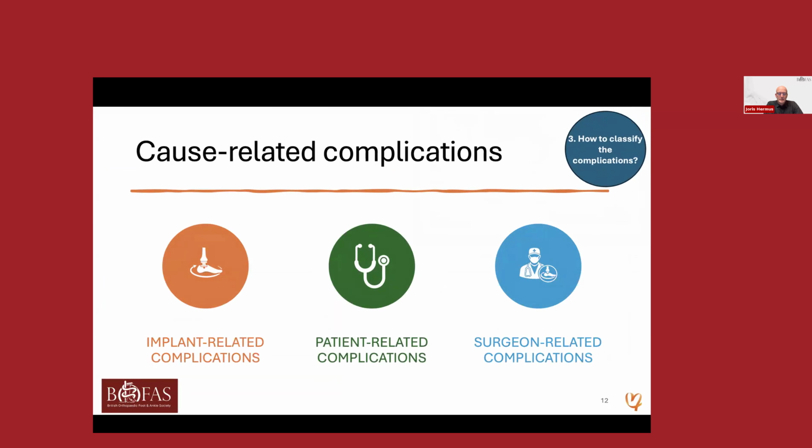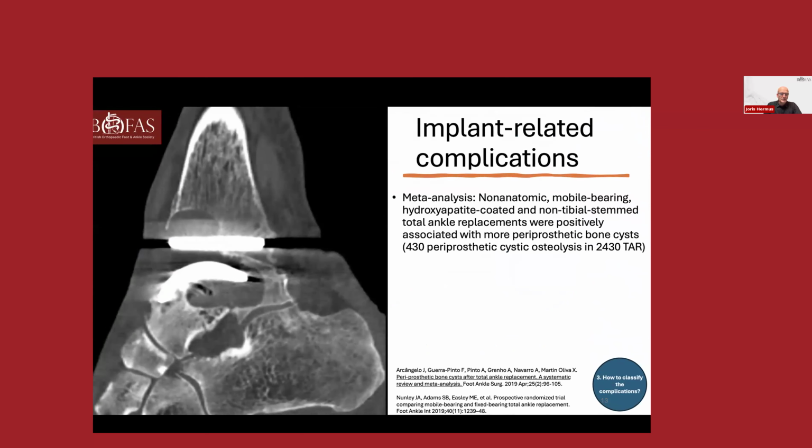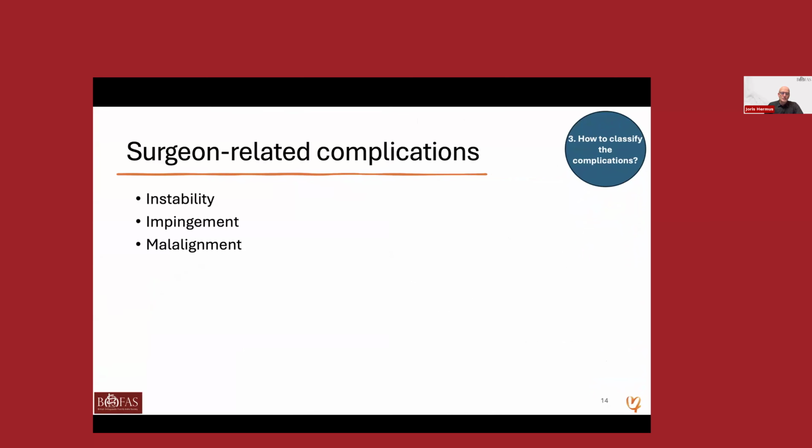So complications can be divided, like already mentioned, as implant-related. Are they related to the comorbidity of the patient? And are they caused by the surgeon? Archangelo conducted a meta-analysis. They demonstrated that a non-anatomic mobile bearing and hydroxyapatite-coated and non-tibial stemmed total ankle replacement are linked to cystic lesions. Cystic lesions also occurred a bit more around the talar component, and malalignment also occurred more significantly in the mobile bearing group. And as you can imagine, the reoperation rate was also a bit higher in this group. So complications which could be caused by the surgeon themselves or the technique are, for instance, instability, impingement, or malalignment.